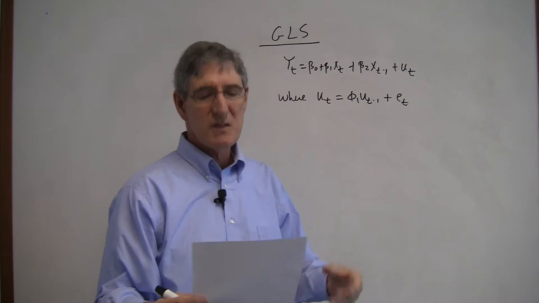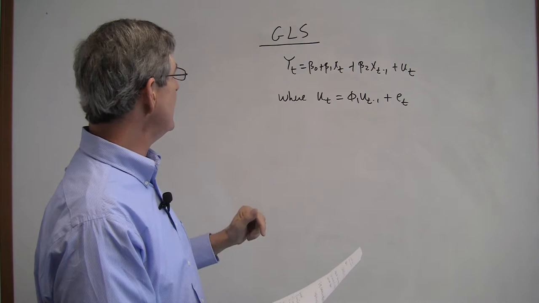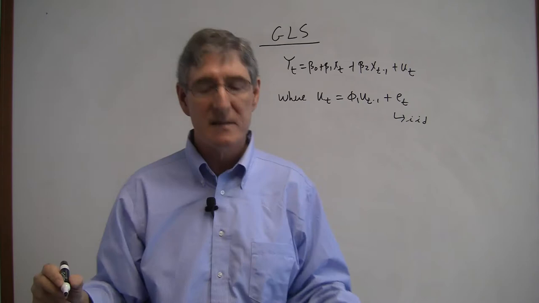Okay, so the problem here is that our errors are correlated. We have serial correlation. They're not independent, and that's one of the assumptions that we need. So we need to find a way to transform the model to isolate this et term, because this is IID. It has the right properties. It satisfies the necessary OLS properties. And so what can we do?